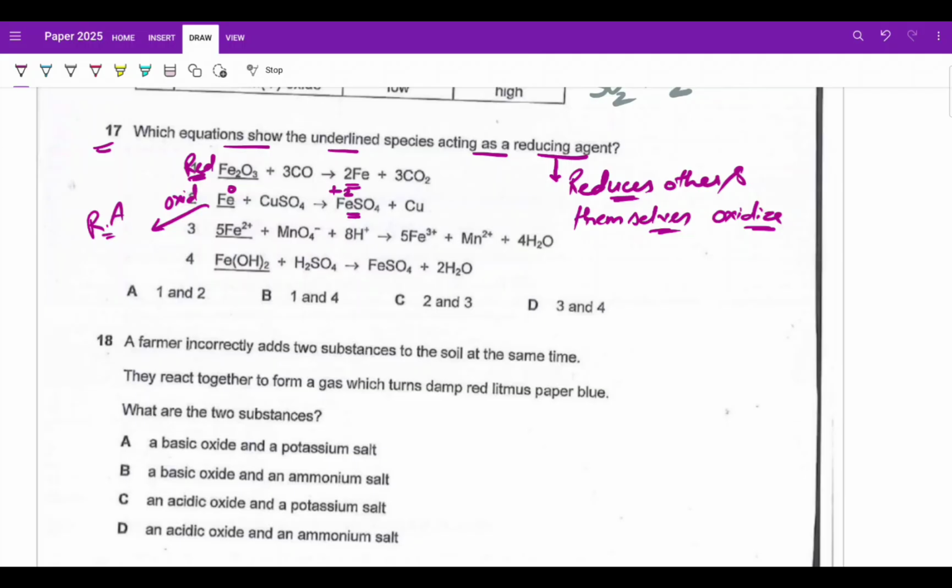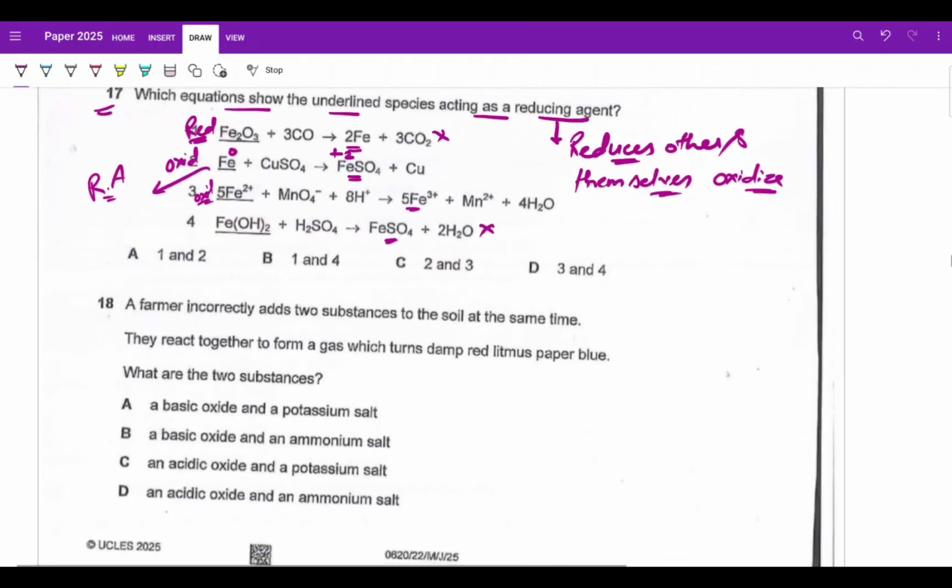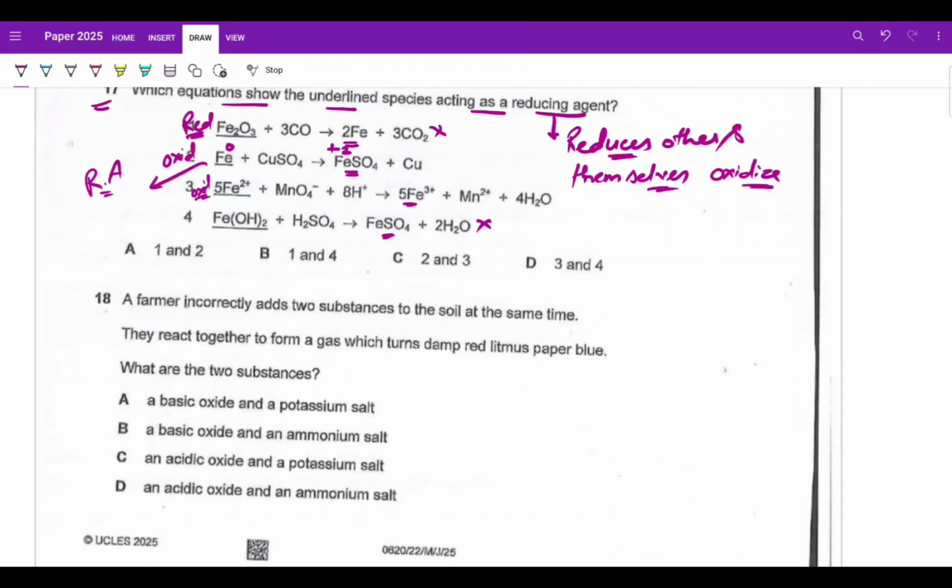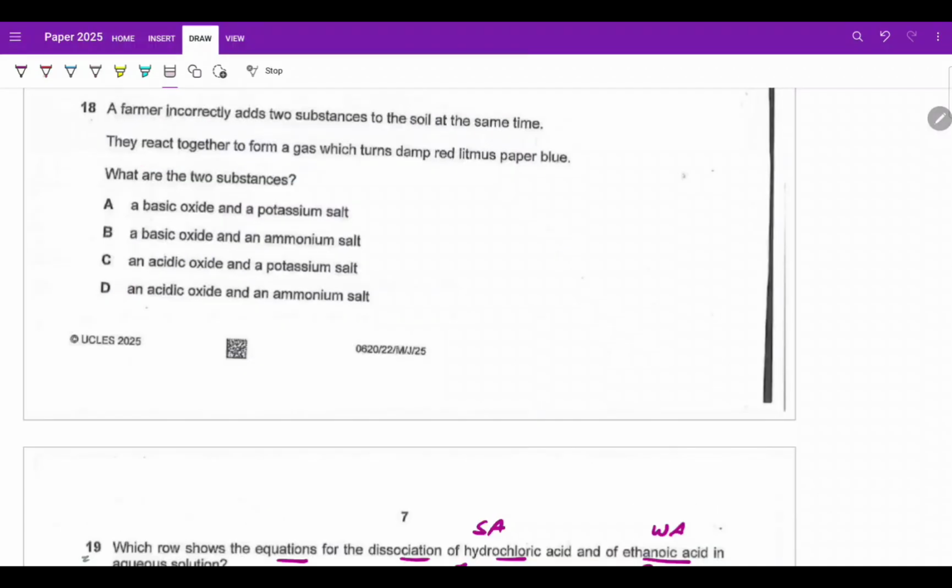Second is reducing agent. Fe2+ converting into Fe3+, it is oxidation taking place, hence again it is a reducing agent. In equation number 4, Fe2+ remains Fe2+, there is no oxidation or reduction, hence the fourth equation is neither oxidation nor reduction. Whereas in first the reduction of Fe2O3 is taking place to Fe, therefore it is oxidizing agent, not reducing agent. And in equations number 2 and 3, oxidation is taking place, therefore they are reducing agents, hence answer is C, which is option 2 and 3.